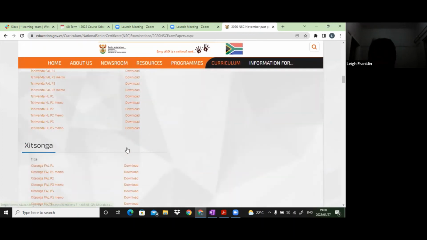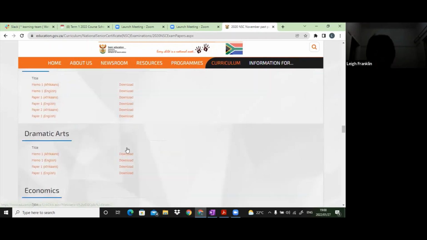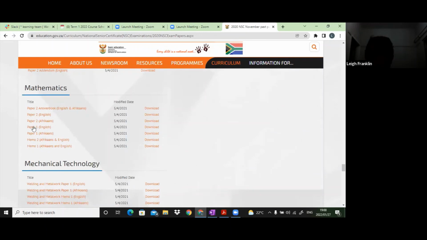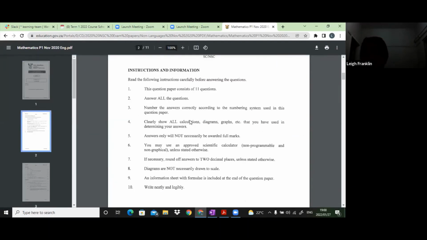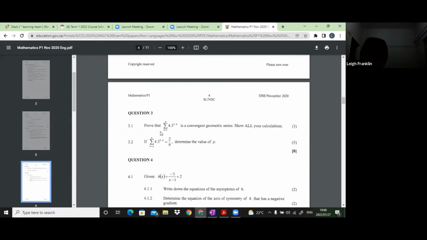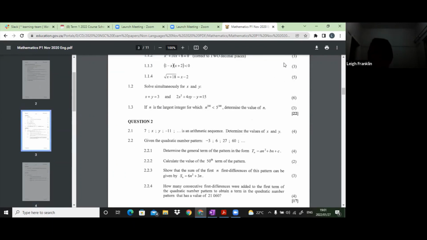The languages come up first, so you keep scrolling down. This is good for all your subjects, not just maths. Then you scroll all the way down until eventually you get to mathematics over here. And look, there's the answer book, there's the paper in English or in Afrikaans, and then they've got the memo as well. You would just click on that, for example, and there it comes up. There's a question about quadratic number patterns. This one has got sigma notation in it, we'll get to that. So that's where you would find them.